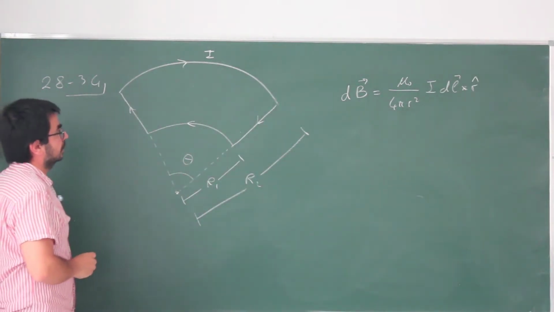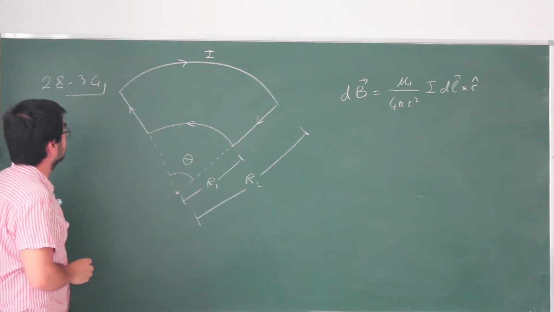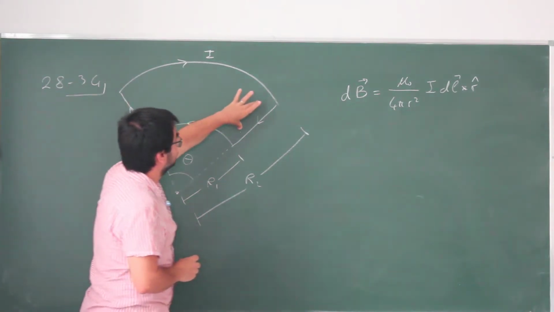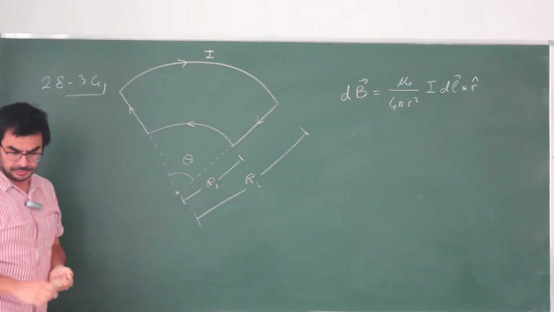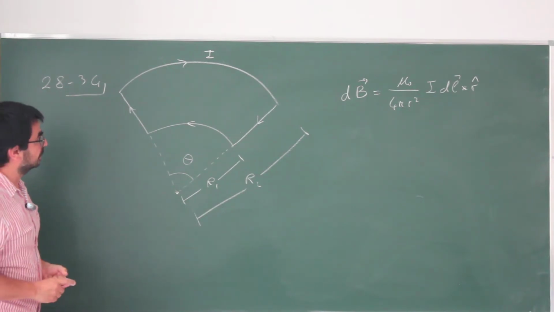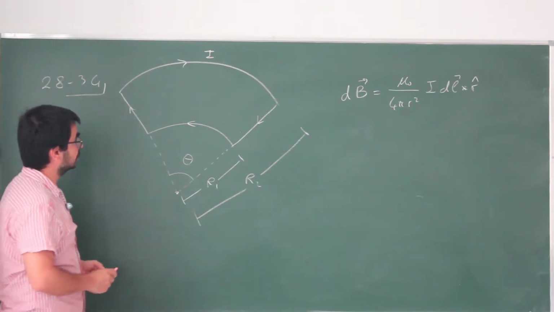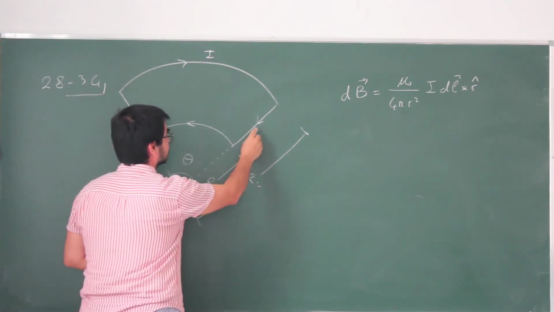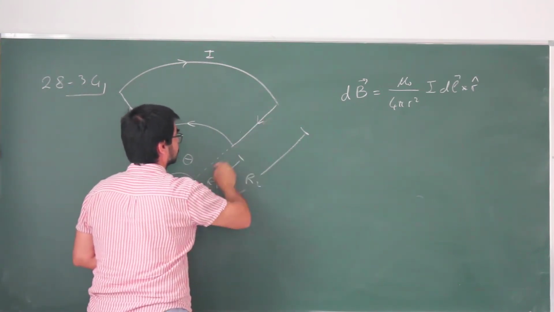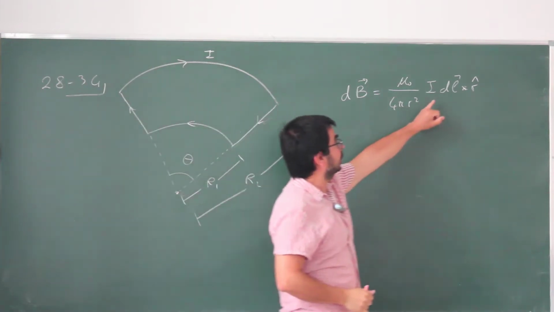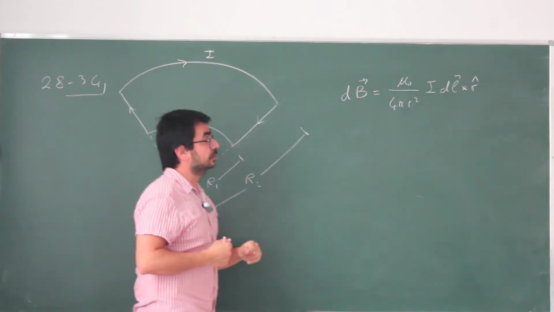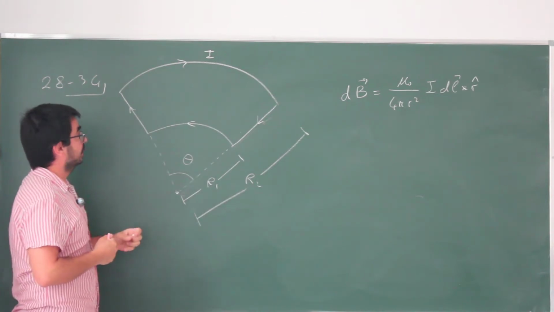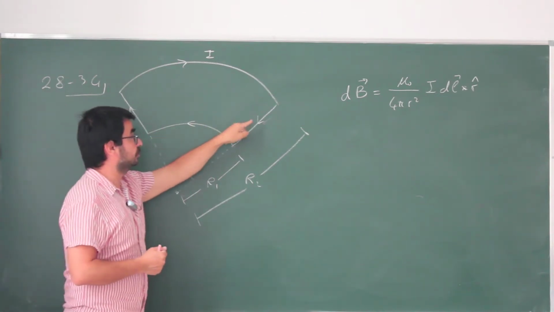So what this formula tells us immediately is that these two radial segments are not going to contribute to my magnetic field at the center of these circular arcs. That's because my R for those points is going to look like this, and my dl is also going to look like that. When dl and R are parallel or anti-parallel to each other, the cross product is going to vanish, so no contribution from these two parts.